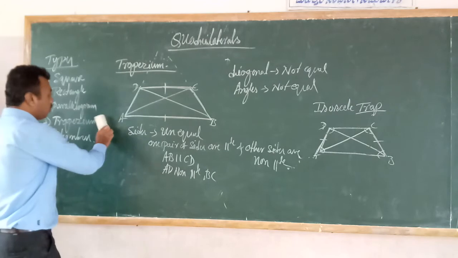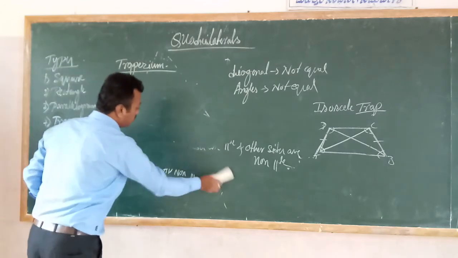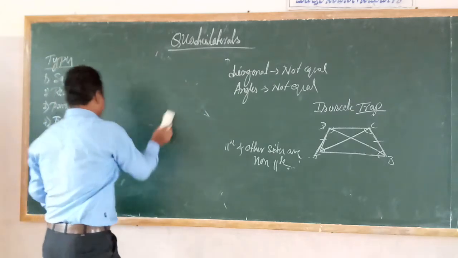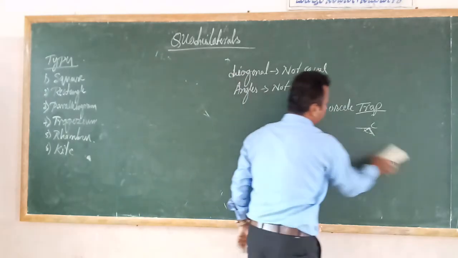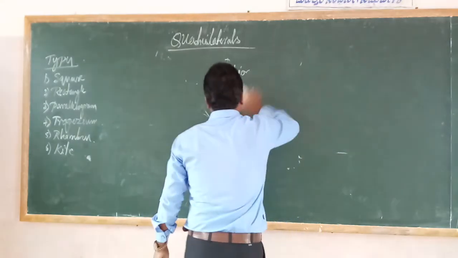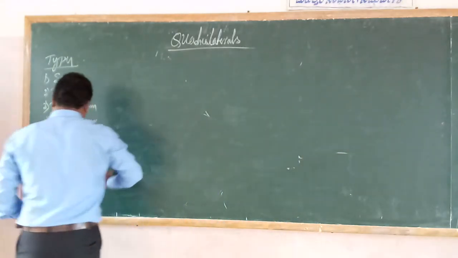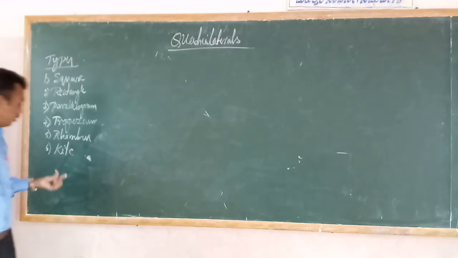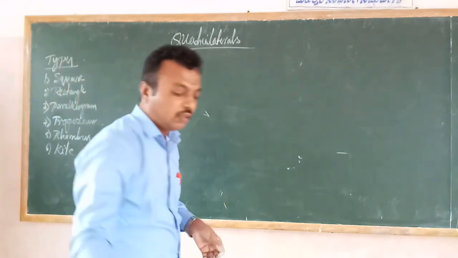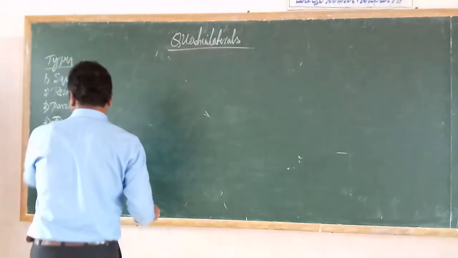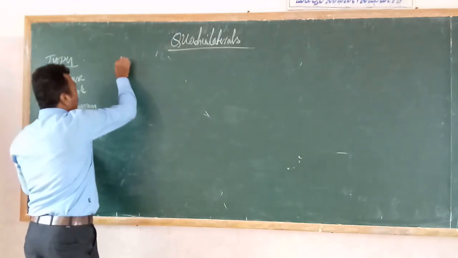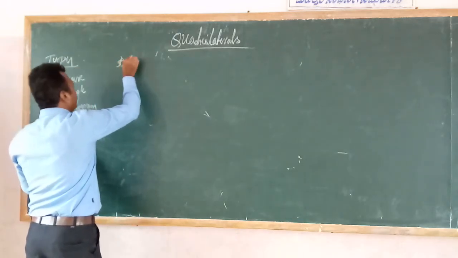So directly I will go to the last one, rhombus. Another one, kite, is there, and I will simply explain it. But this kite concept is not included in your textbook, that's why. So I will go to the question number. Next concept, rhombus. Fifth one.